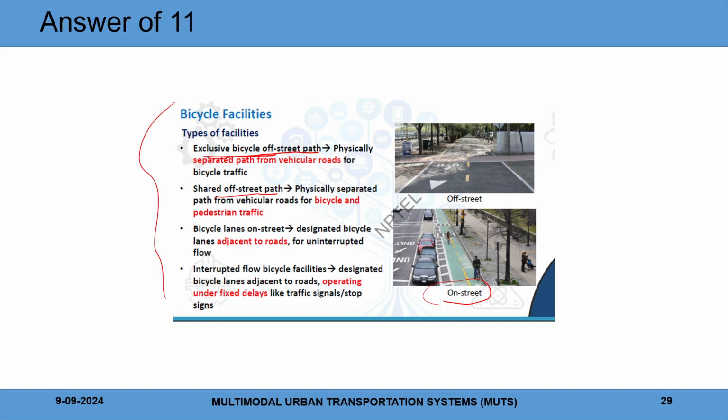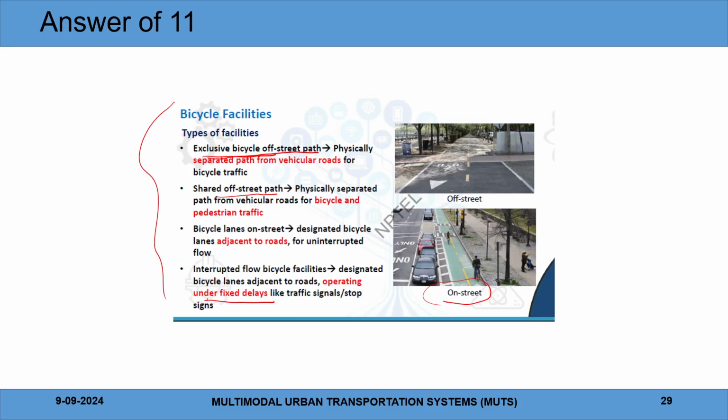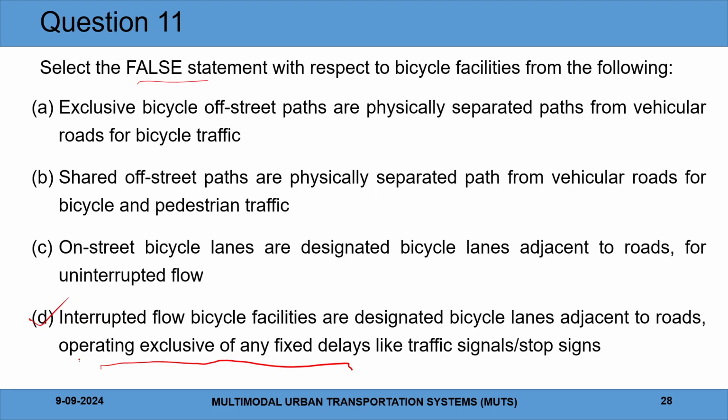Interrupted facilities actually operate under fixed delays, but here it is saying that they operate exclusive of any fixed delays. In interrupted flow bicycle facilities, the delays for the signal and stop are considered. But here it is saying operating exclusive of any fixed delays, so this statement is wrong. These three statements are correct, though.